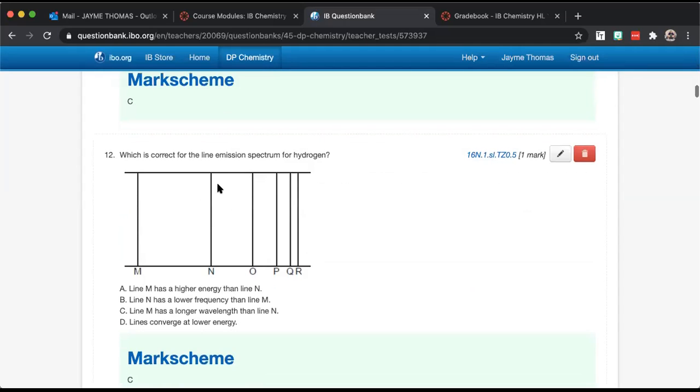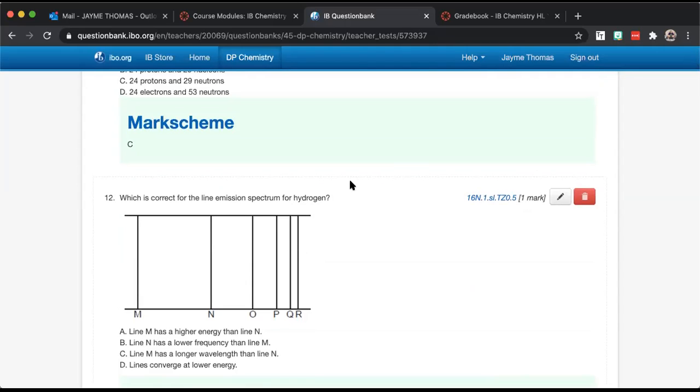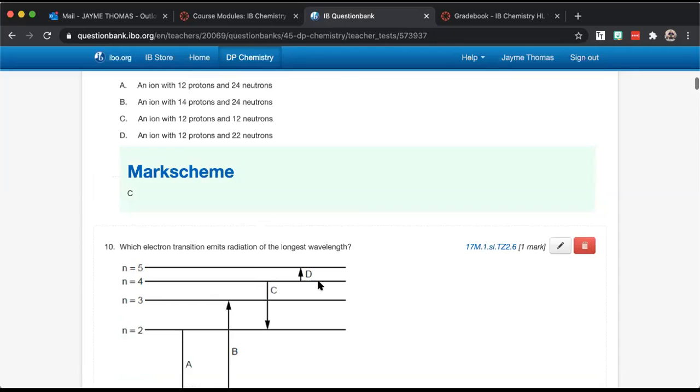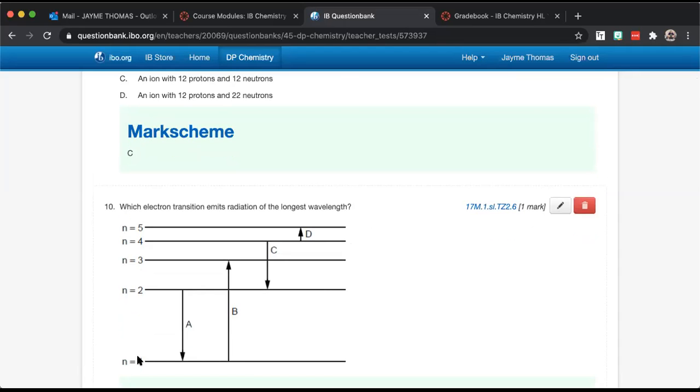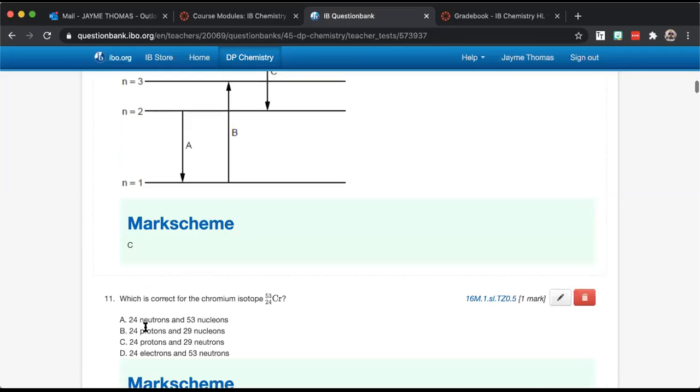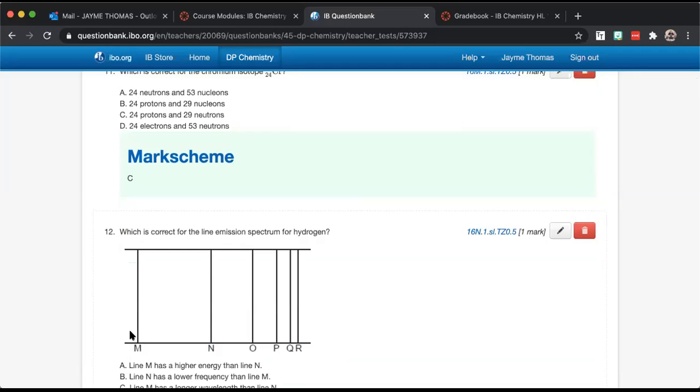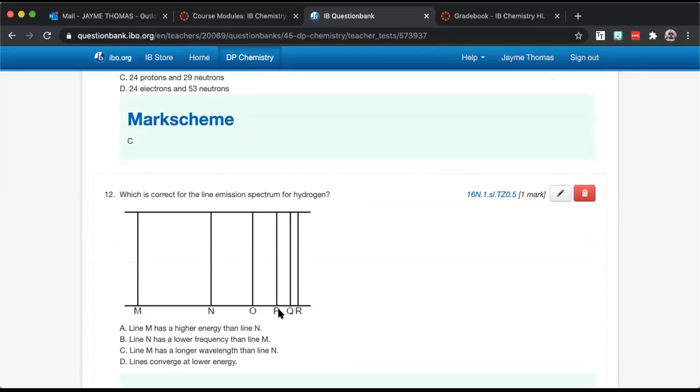Let's see. Okay, let's look at 12 here. Which is correct for the line emission spectrum for hydrogen? So they've got these labeled here, M, N, O, P, Q, R. If you look, it's kind of like they took that diagram and turned it sideways. So instead of n equals 1 at the bottom and going up, M is the first level, N is level 2, O is level 3, P is 4, Q is 5, and R is 6.